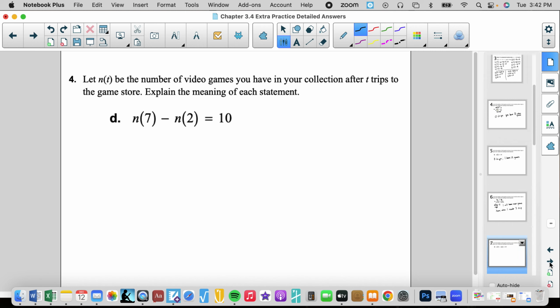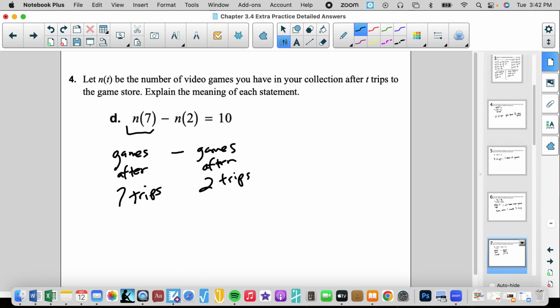So this is the number of games after 7 trips minus the number of games after 2 trips. If I subtract those, I'm going to get 10. So I have 10 more games. I have 10 more games between these 2 trips.